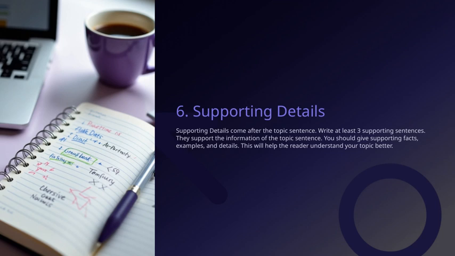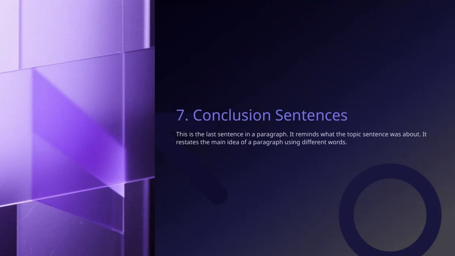Remember, the goal is to connect these supporting points clearly to your main idea, helping your audience see the bigger picture. Now, let's talk about conclusion sentences. These are the final sentences in a paragraph, and their main purpose is to remind us what the topic sentence was all about. Essentially, they restate the main idea of the paragraph, but they do so using different words. This helps to reinforce the key point and ensure the reader or listener stays focused on the main message.